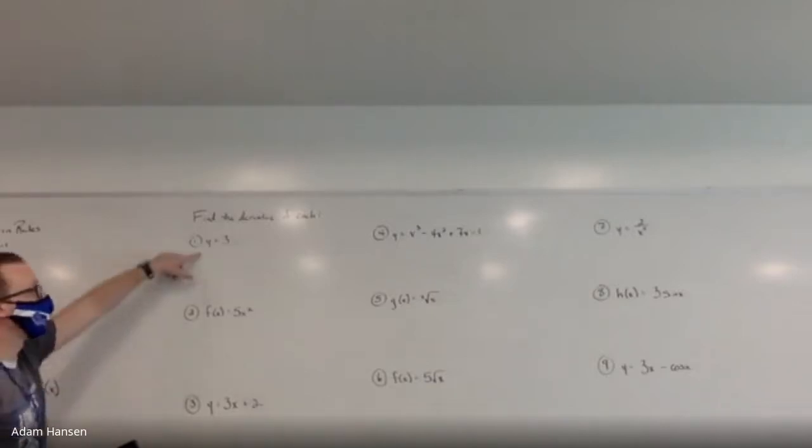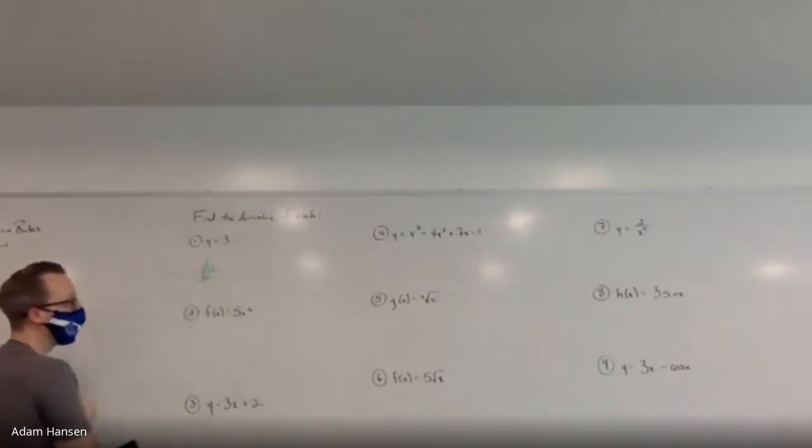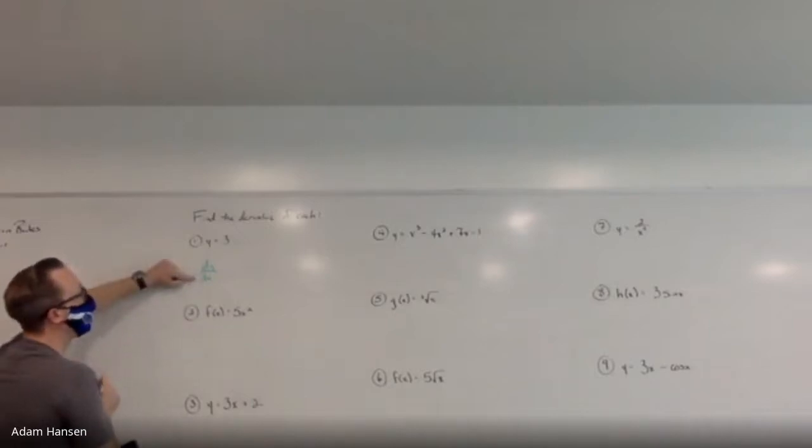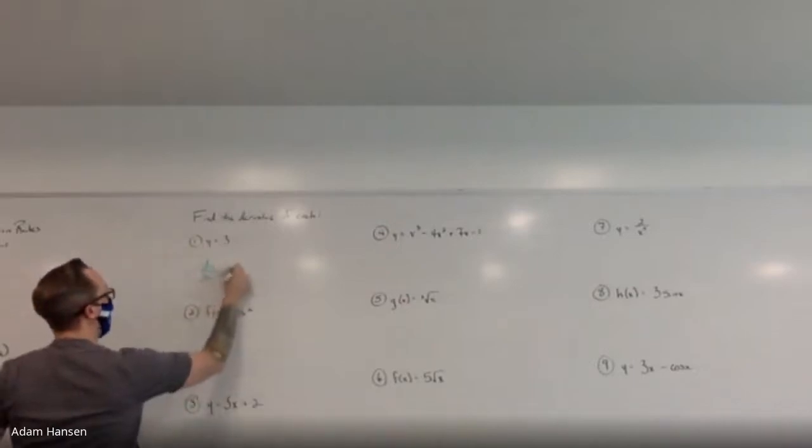What's the derivative of 3? 0. So dy dx, if you see that notation, that means the derivative of y with respect to variable x. In terms of y, the derivative of y with respect to x is equal to 0.